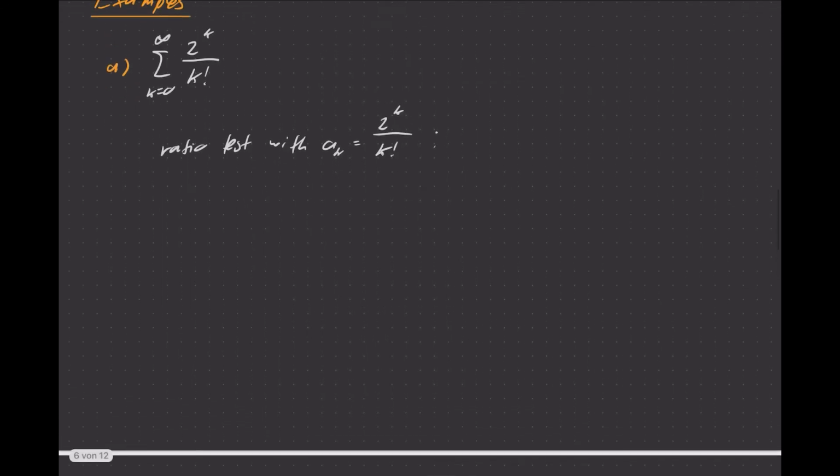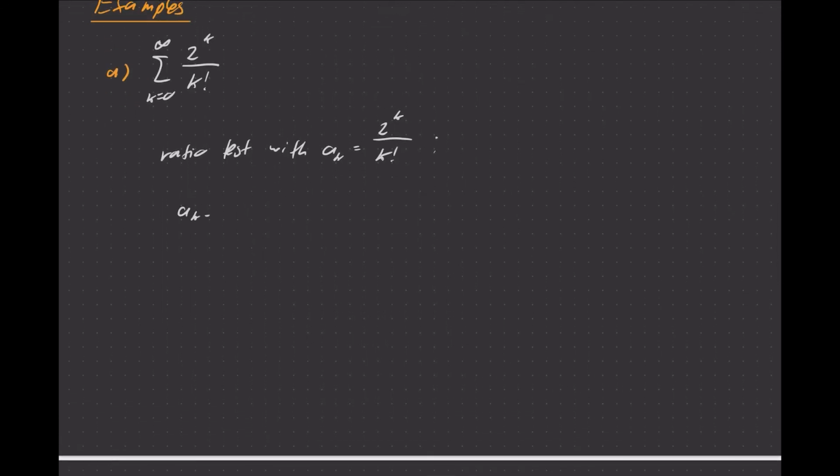So if we try the ratio test here, we get a_{k+1} over a_k in absolute values. Obviously, the a_k are non-negative anyway, so we can just forget about the absolute values in this case. a_{k+1} is 2 to the power of k+1 over (k+1) factorial. So this is a_{k+1}. And then we have divided by a_k, so we multiply with the reciprocal value here, and that is k factorial over 2 to the power of k. So this here is 1 over a_k.